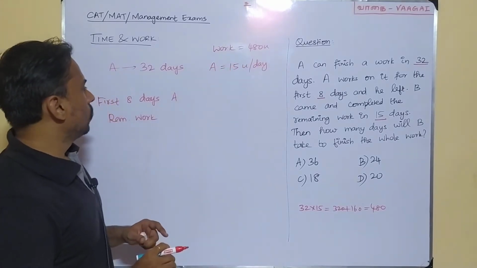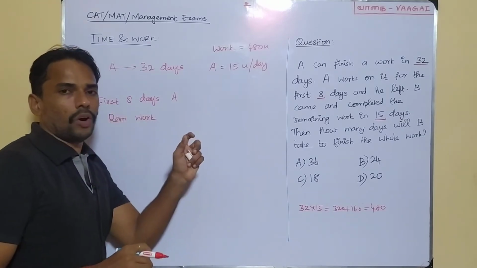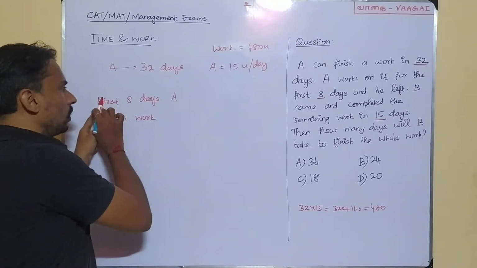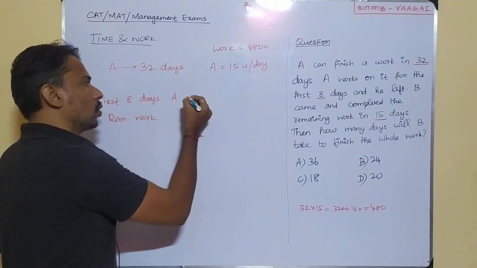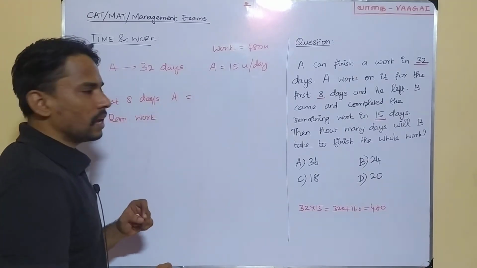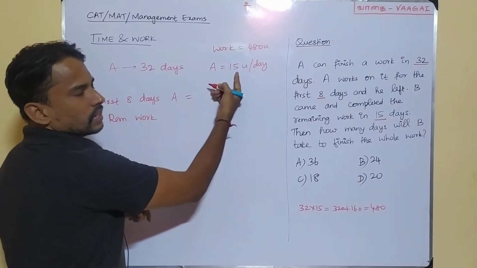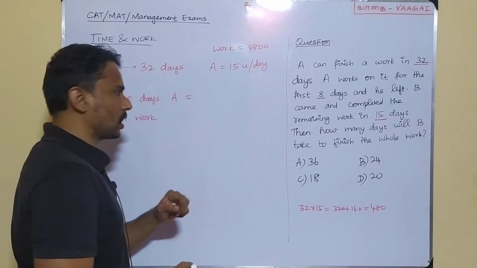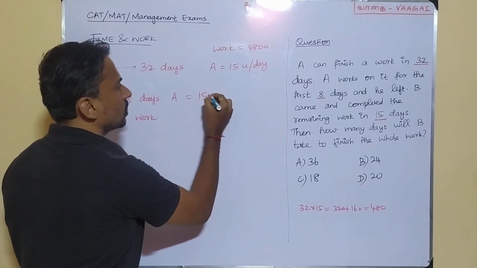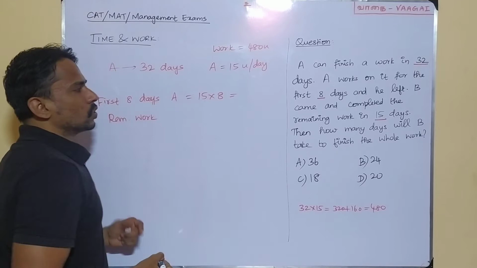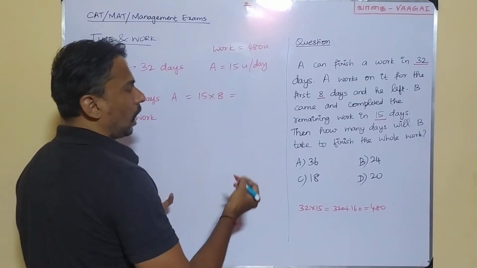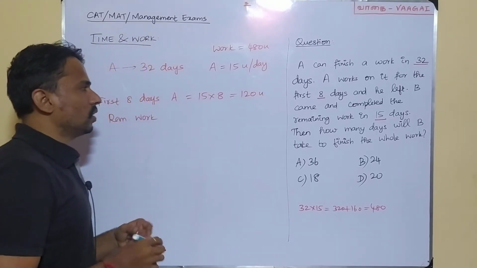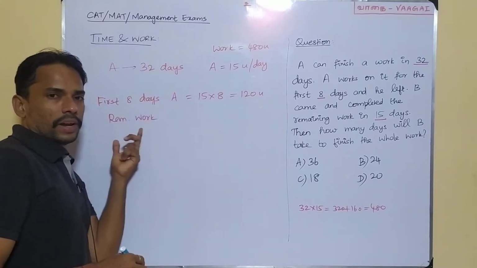And A is just working for the first 8 days only, right? So in that case, we'll calculate the first 8 days' work of A. In the first 8 days, how much work can A do? We know A's efficiency is 15 units per day. That is, in 1 day A can do 15 units. But for 8 days we get 15 into 8. So 15 into 8 is going to be 120, is it or not? So it's 120 units.